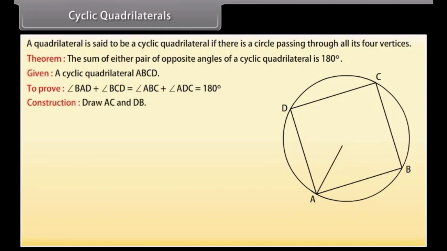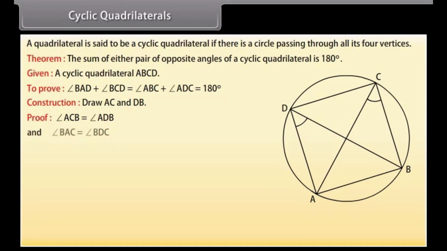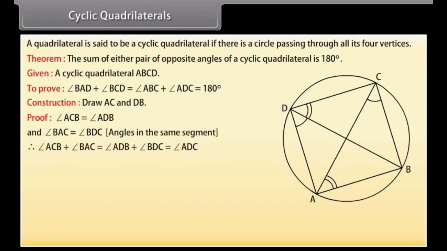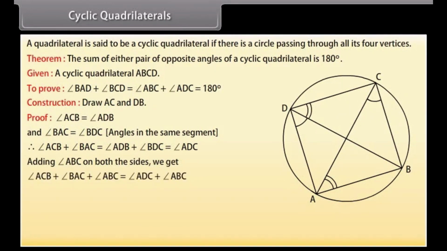Construction: Draw AC and DB. Proof. Angle ACB is equal to angle ADB and angle BAC is equal to angle BDC because these are the angles in the same segment. Therefore, angle ACB plus angle BAC is equal to angle ADB plus angle BDC, which equals angle ADC. Adding angle ABC on both the sides, we get angle ACB plus angle BAC plus angle ABC, which is equal to angle ADC plus angle ABC.